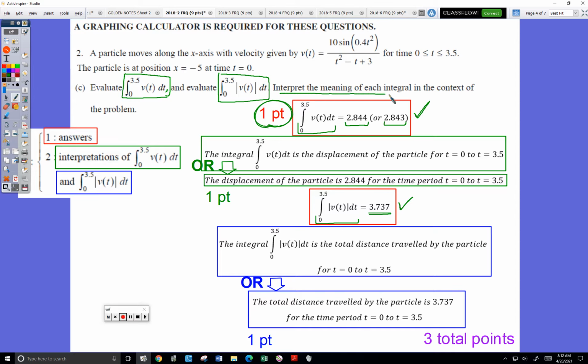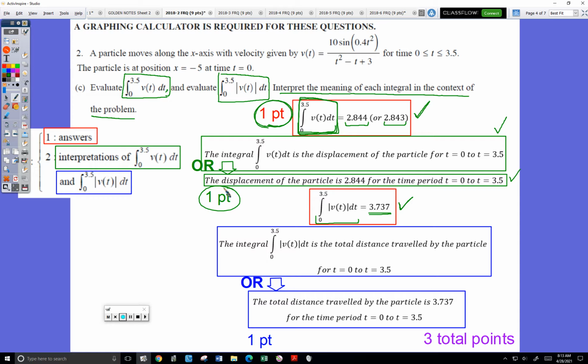Interpret the meaning of each integral in the context of the problem. That means I've got to give an explanation that addresses all aspects of the integral, and I must use units. So these 2 green boxes, either one would be acceptable as an interpretation for this integral. I don't think one is better than the other. Either one is fine, and you would get 1 point for doing it.